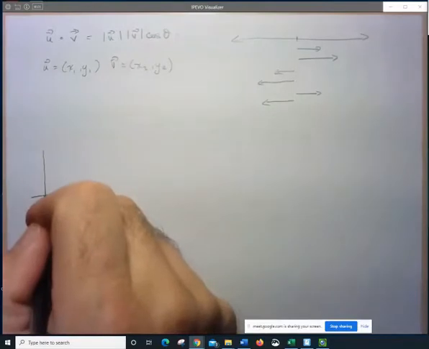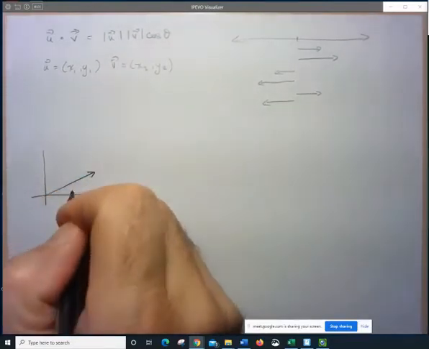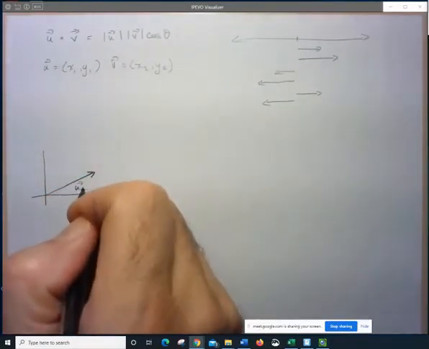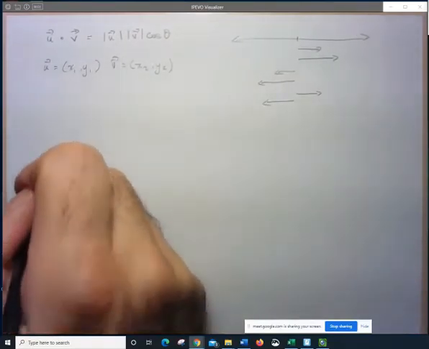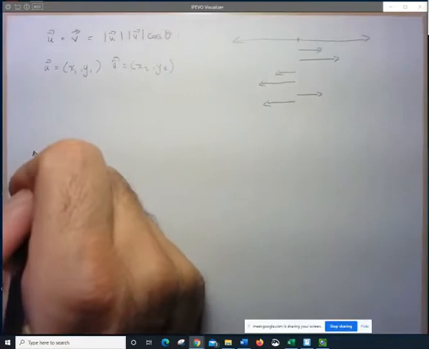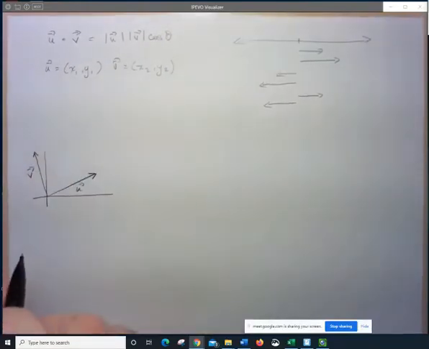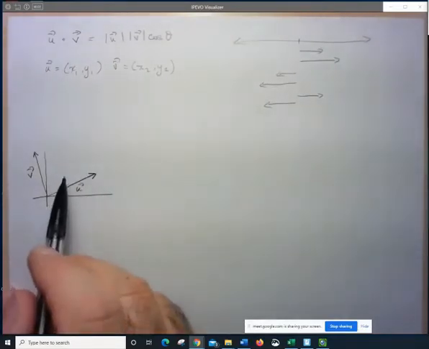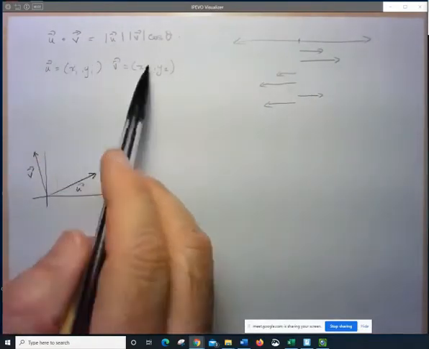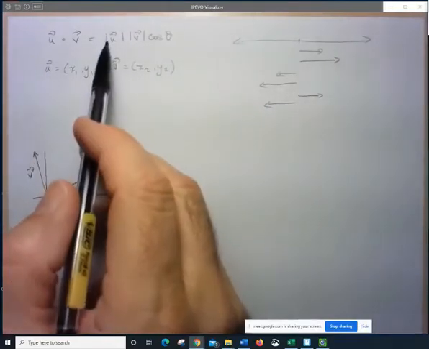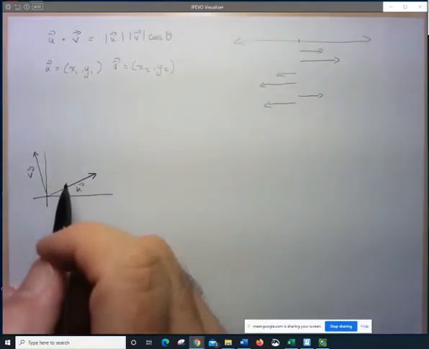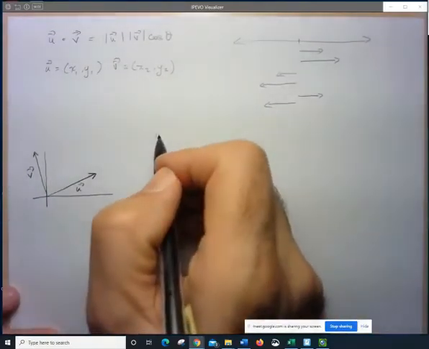So let's say I've got some vector u. Say this is my x1, y1, and say I've got some vector v. This is my x2, y2. I want to find a way to determine a formula for the dot product that only relies on the components. But I need it to be equivalent to this one here. So I'm going to start with that definition.